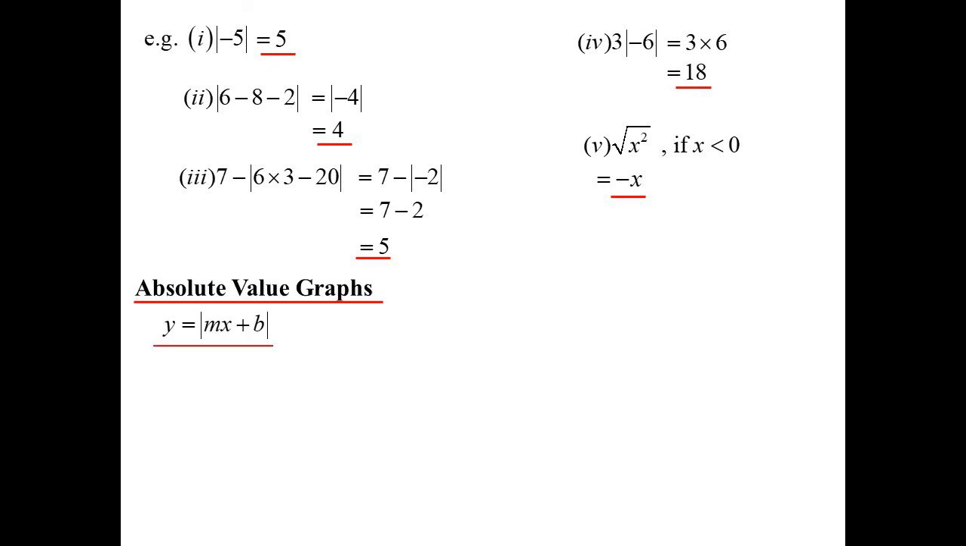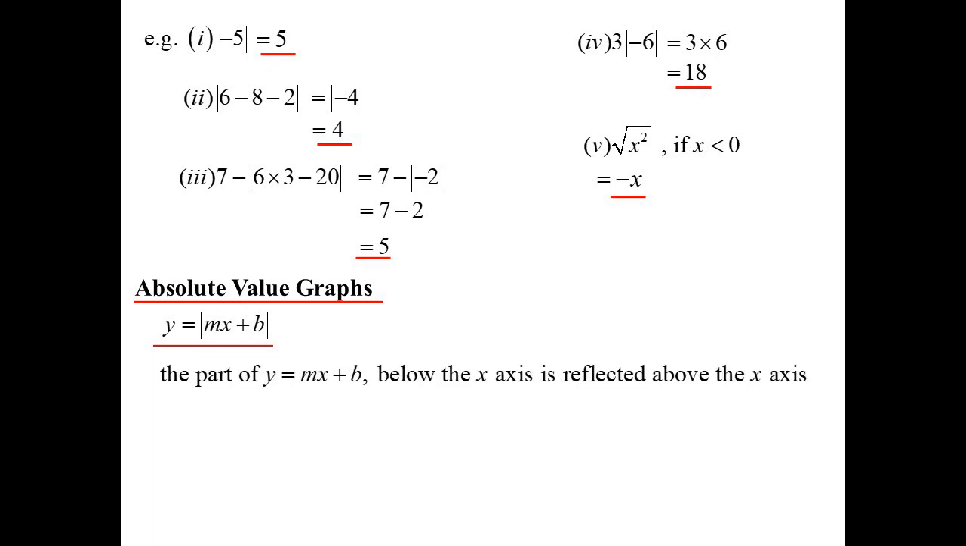The graph of an absolute value curve. Well, curve, I say, straight line. If we look at y equals the absolute value of mx plus b, what we basically do is whatever is below the x-axis, we reflect above, because we can't get a negative answer. So anything below bounces and reflects above. So y equals the absolute value of x is our classic V shape.